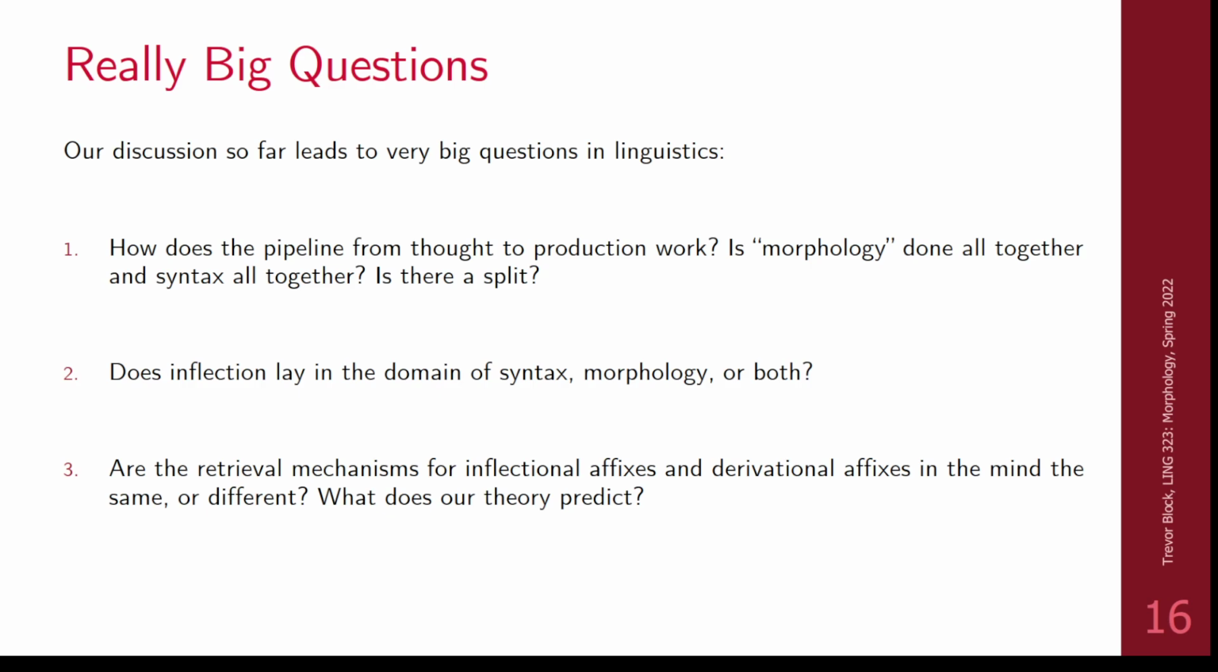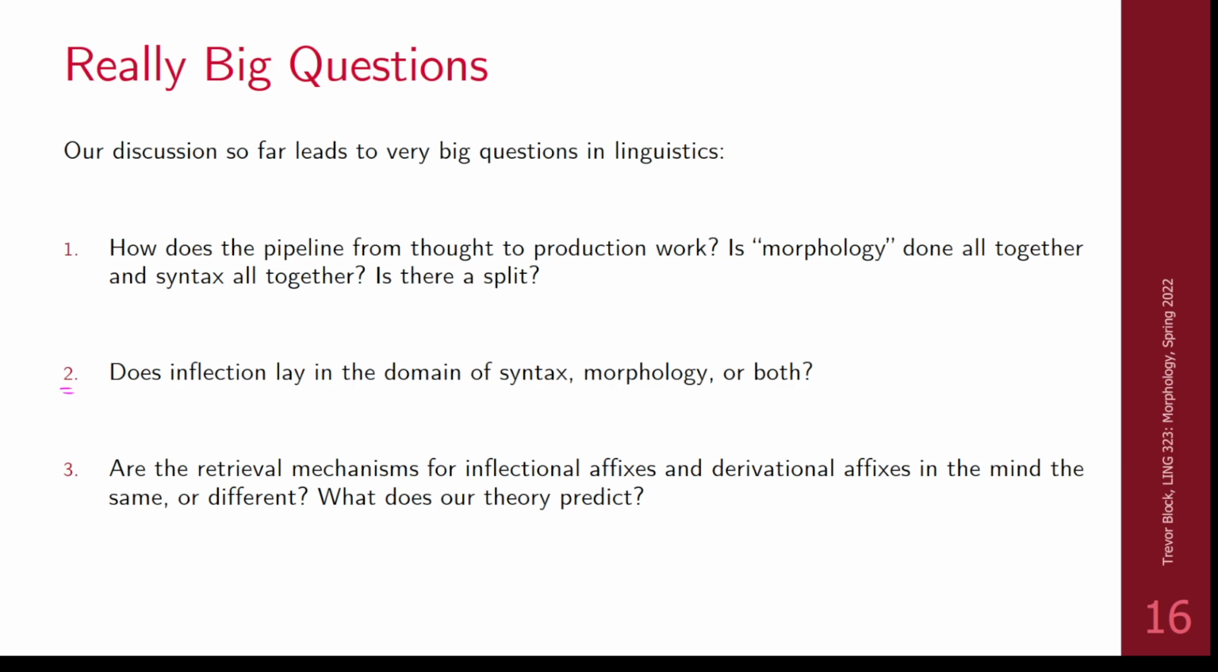So first of all, how does the pipeline from thought to production work? I mean, you have a thought in your head. That's just neurons firing. And somehow you get a grammatically correct sentence coming out of your mouth. Okay, so is morphology done at some point and then syntax? Is it done together? Like, which model should we be looking at? Is it the binary model or the continuum model, or is it something else?